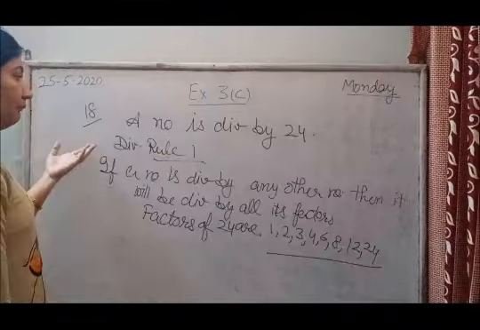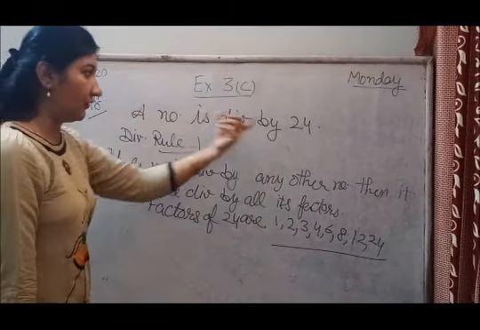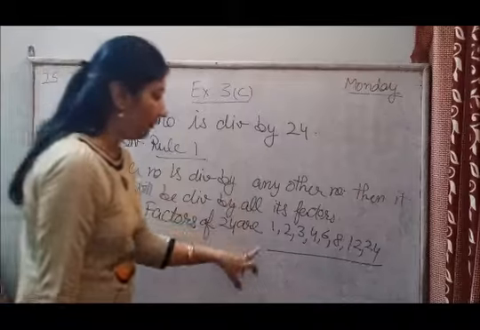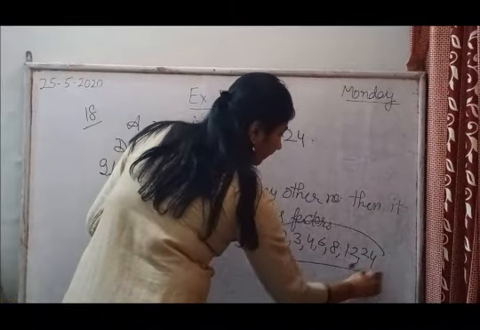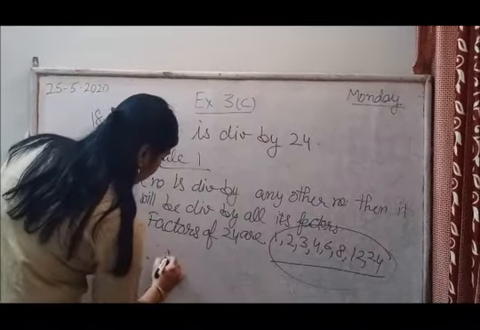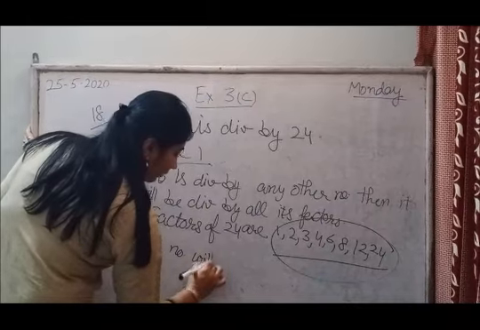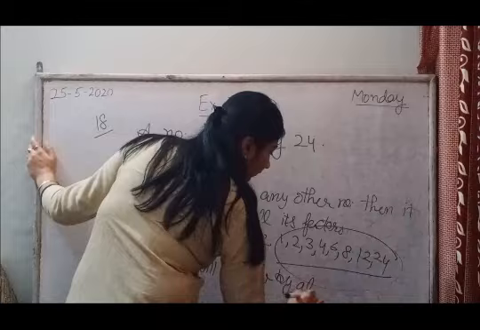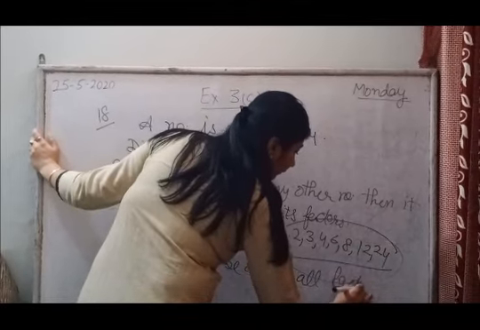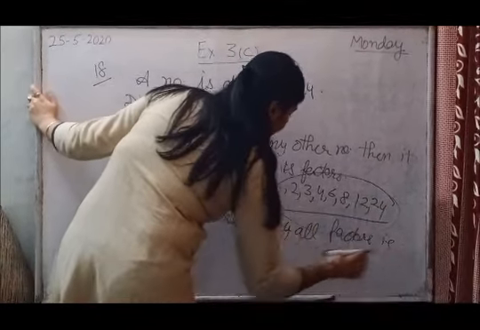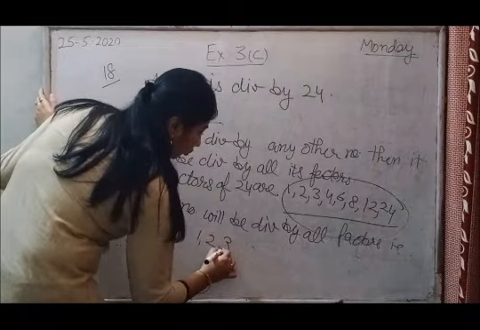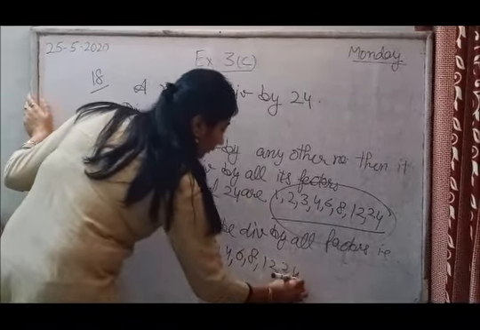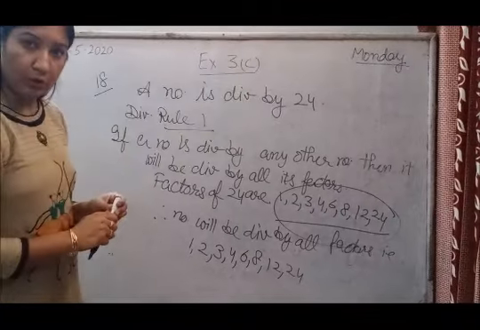So if that number is divisible by 24, according to this rule, that number will be divisible by all of these numbers. Therefore, the number will be divisible by all factors. Which ones? That is 1, 2, 3, 4, 6, 8, 12 and 24. We are using the divisibility rules here.